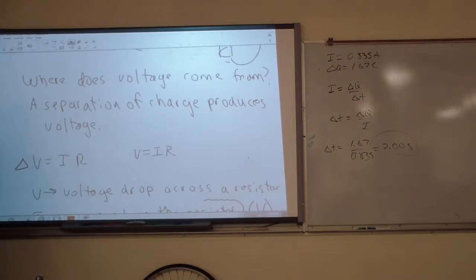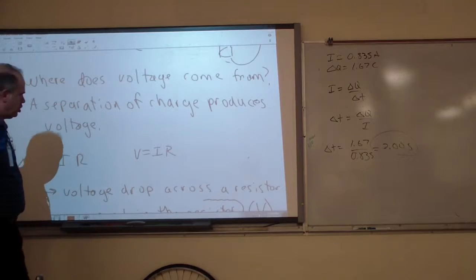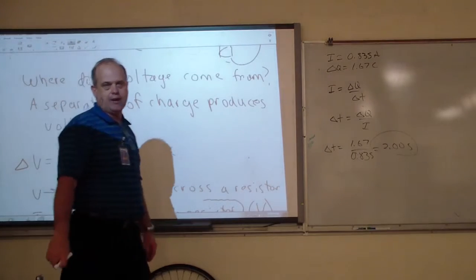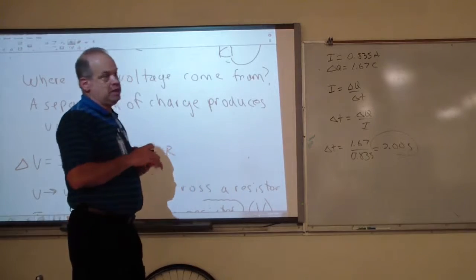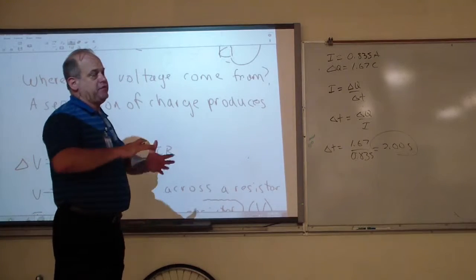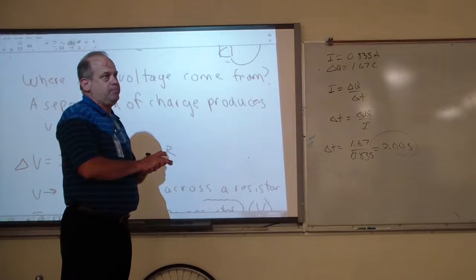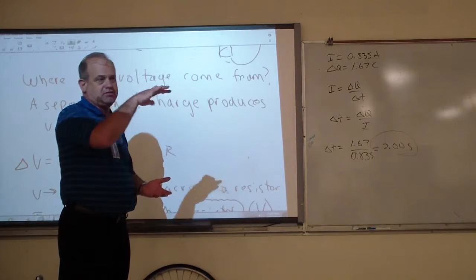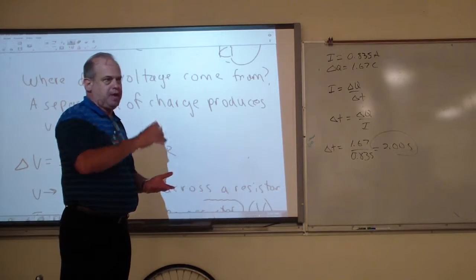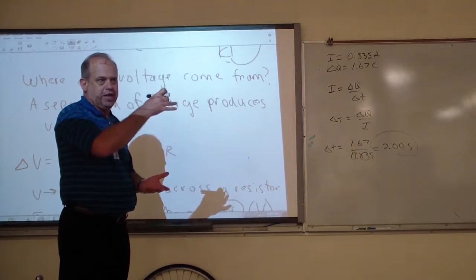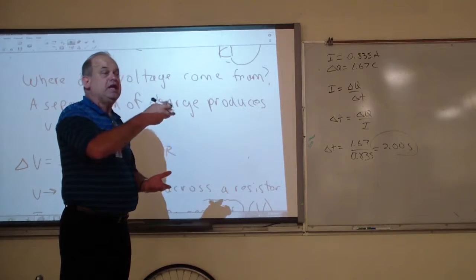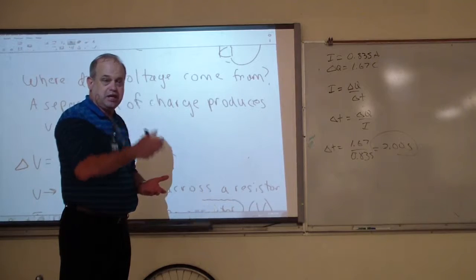Where does voltage come from? Well, basically a separation of charge produces voltage, and I'll leave it at that. Just like we did on capacitor plates, if you charge up a capacitor, positive up here and negative down here, and you put a positive charge on the top plate and you let it go, it's going to go towards the negative plate. It'll gain kinetic energy.